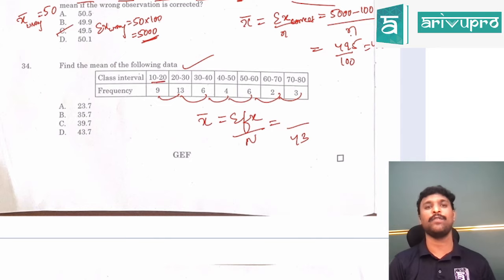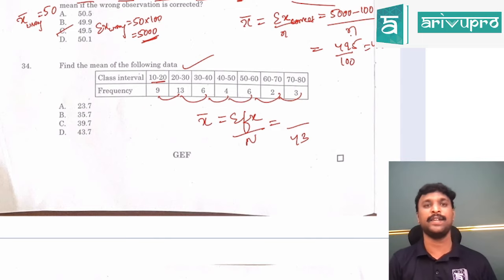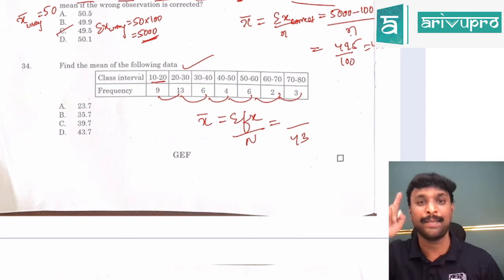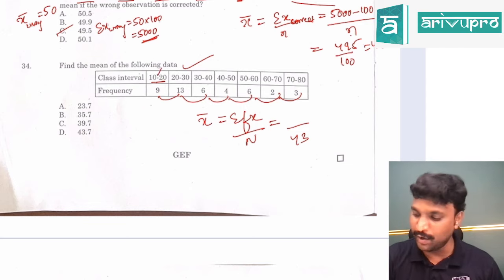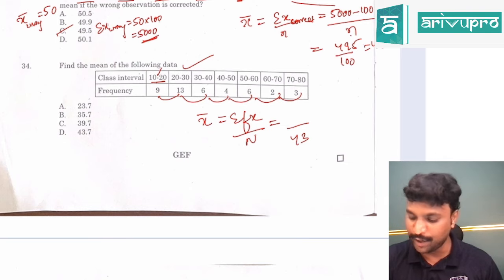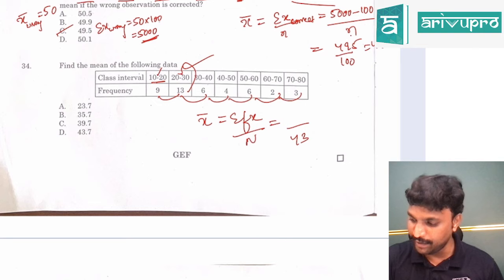Guys, x is basically what? The mid value of each class interval. The mid value of the first class interval is 15. For the second class it is 25 and so on. So guys, it is summation f into x. What is the first value of f? 9 into the first value of x, which is 15. Press 9 into 15 M plus. Then 13 into 25 M plus.